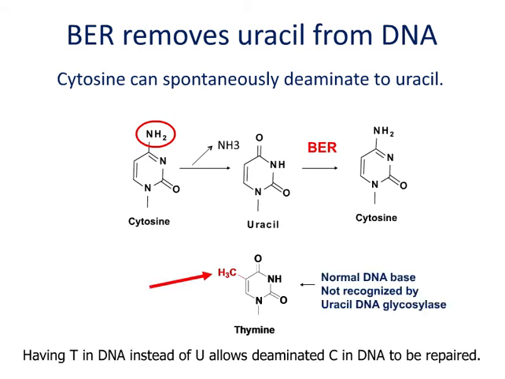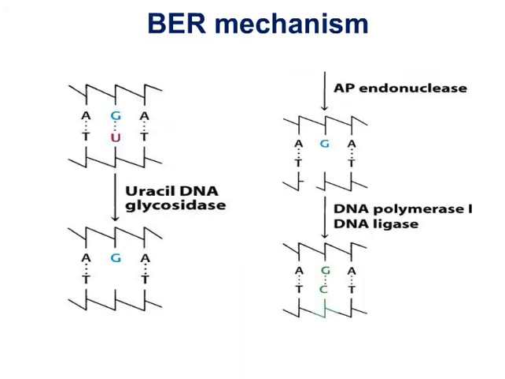Having thymine in DNA instead of uracil allows deaminated cytosine in DNA to be repaired by the base excision repair mechanism. The methyl group on thymine serves as a tag that allows the repair of deaminated cytosine in DNA, because thymine is not recognized by the uracil DNA glycosylase and removed.